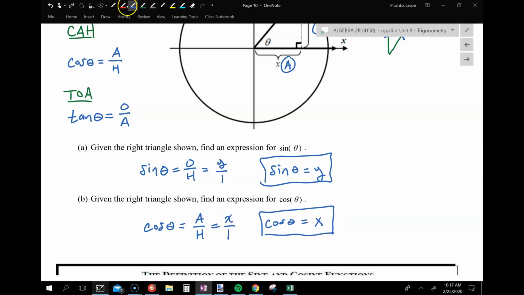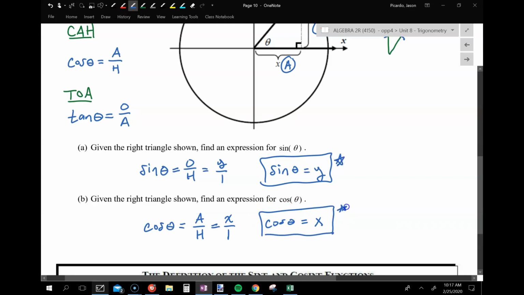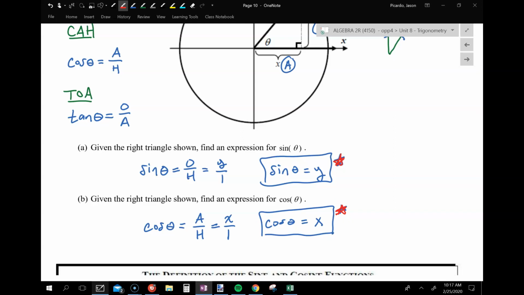Guys, star those two things. Got to memorize those. Got to know those. Want me to give you an easy way to memorize them? What comes first in the alphabet, X or Y? X. What comes first in the alphabet, cosine or sine? So cosine goes with X because they both come first. Sine goes with Y. Okay?